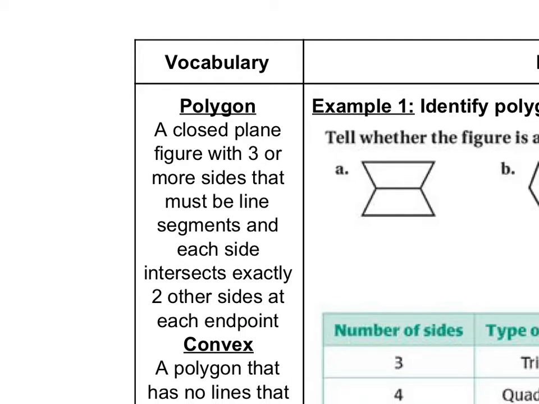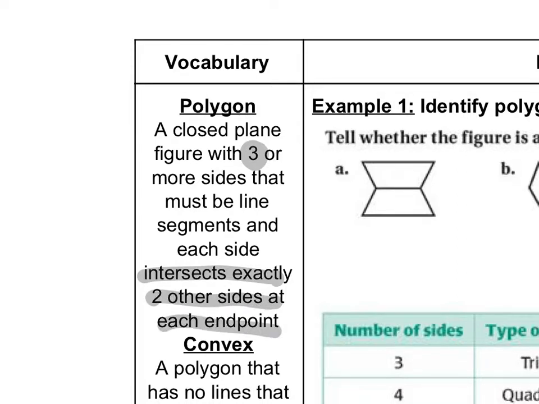Basically you have to have at least 3 sides, because if you have fewer than 3 sides, you can't have a closed figure. Closed meaning that all endpoints meet together. There's no open spot. And this one is key too: it intersects exactly 2 other sides at each endpoint.